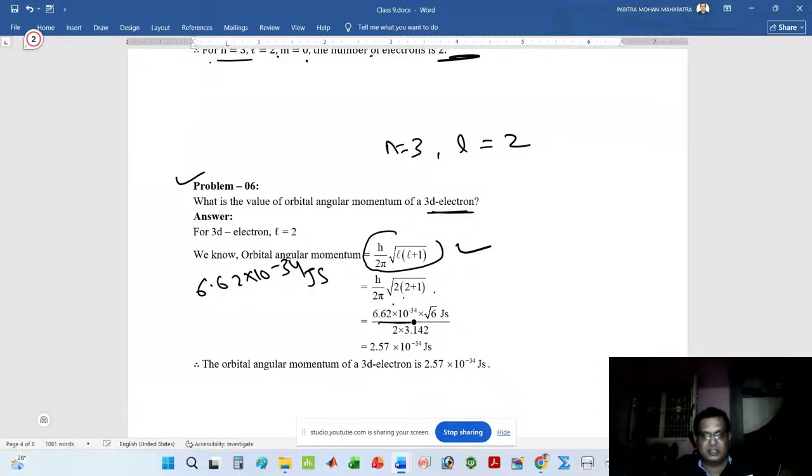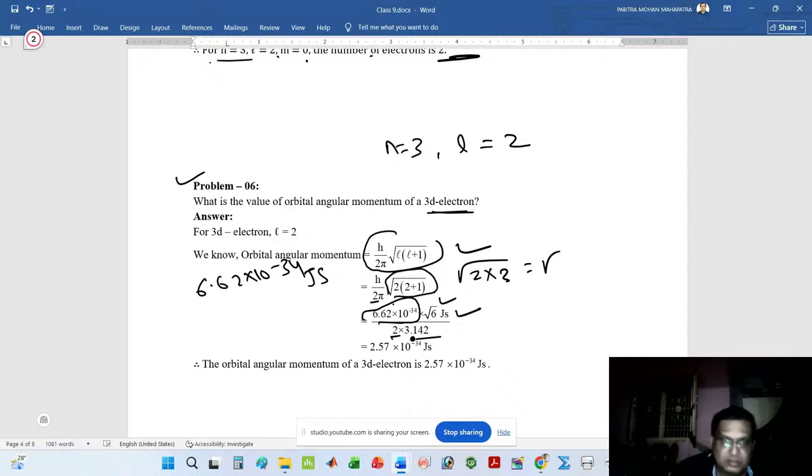Now put here the value of h, clear? If you solve this, you can find root over 2 into 3, that is root 6, with the unit joule second. And the value of 2 pi is 3.14. So finally, after calculation, you will see 2.57 into 10 to the minus 34 joule second. So the orbital angular momentum of a 3d electron is 2.57 into 10 to the minus 34 joule second.